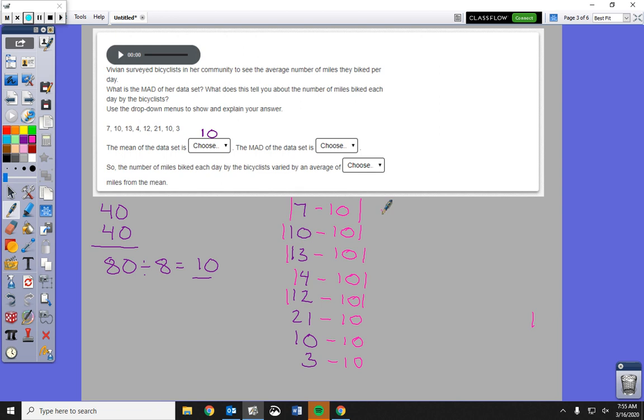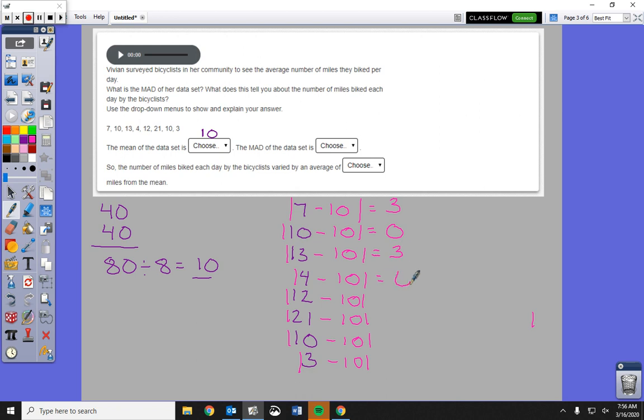Whoa, how did my pen slide over there? We just need to find the distance that they are. Let's take a look and do some math here. 7 and 10 are 3 away from each other. 10 and 10 are not apart at all. 13 and 10, 3 away.